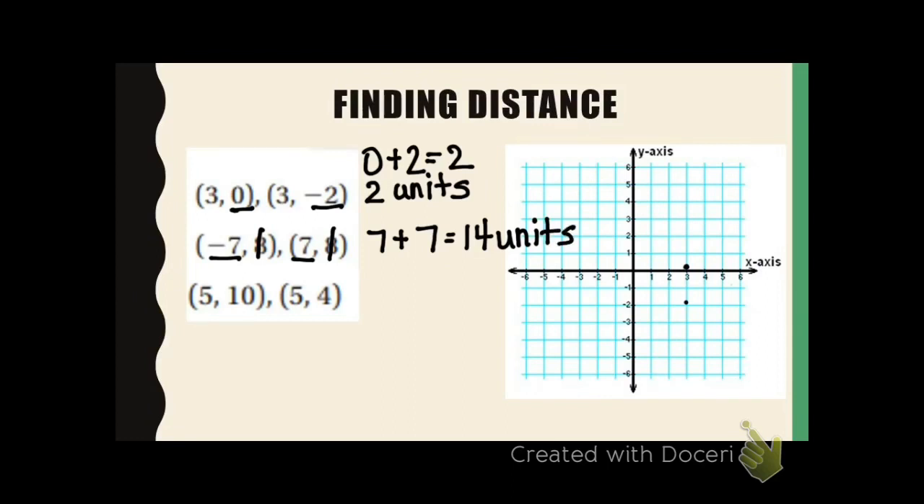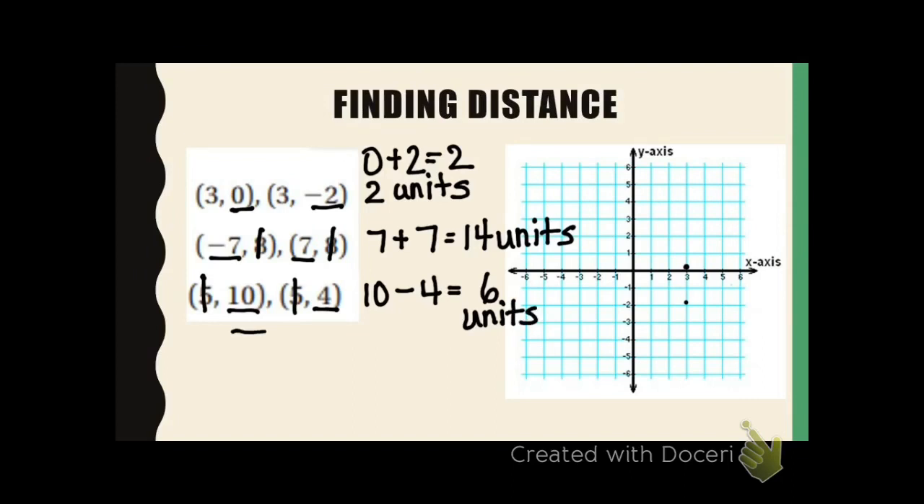Okay, look at your last one. All right, you're not going to use the 5's because they're the same. I'm going to use the 10 and the 4, but they're both positive. If I were to graph this out, they would both be in the same quadrant. So because they're both positive, I'm going to subtract 10 minus 4, and I'm going to get 6 units.